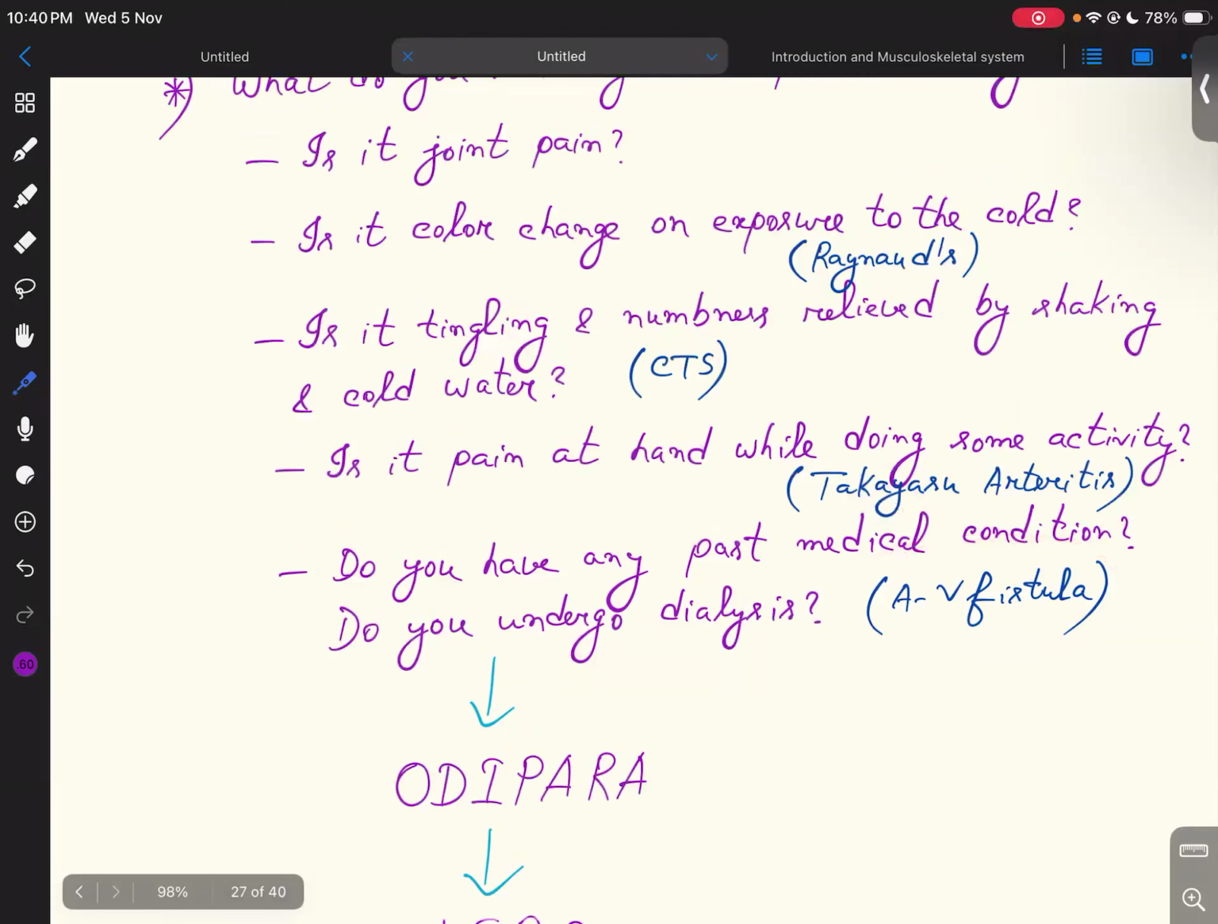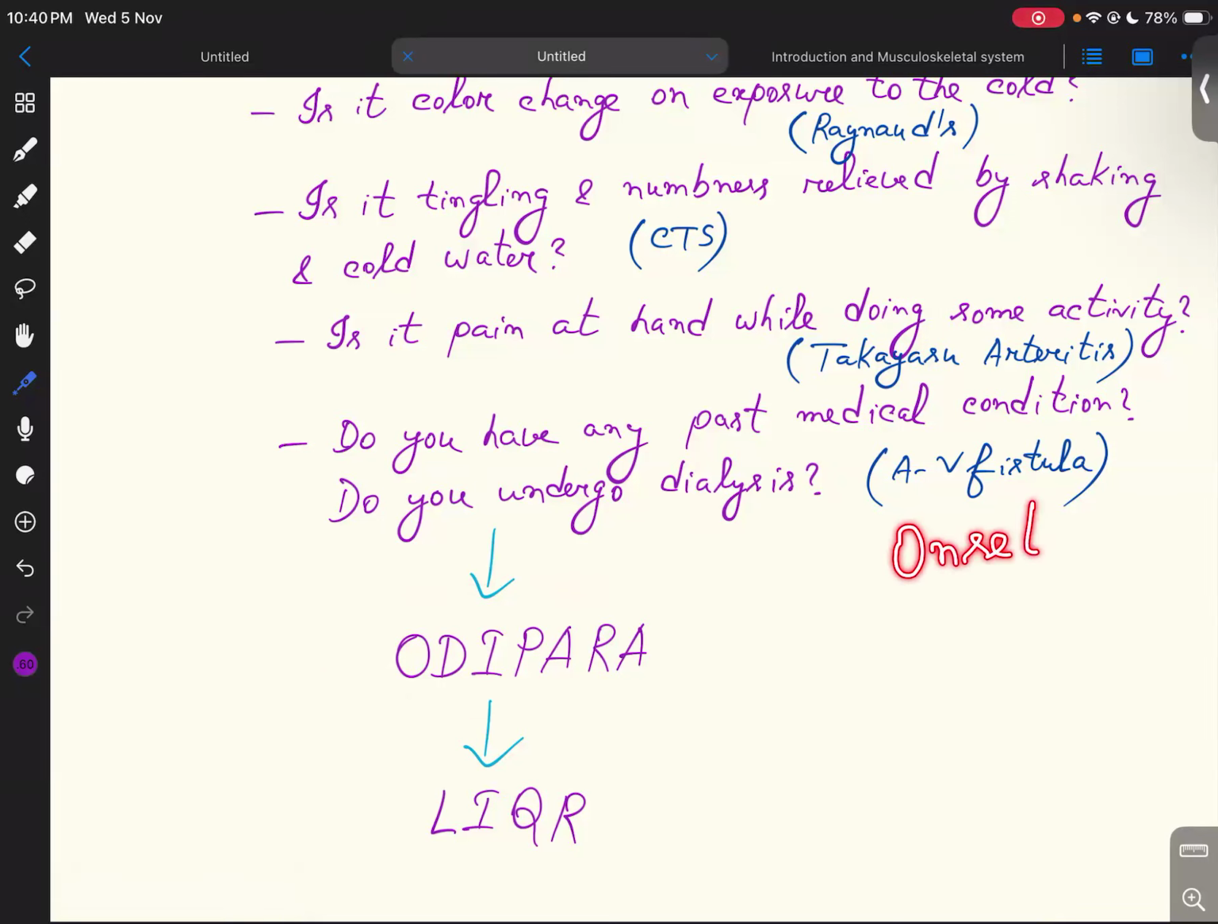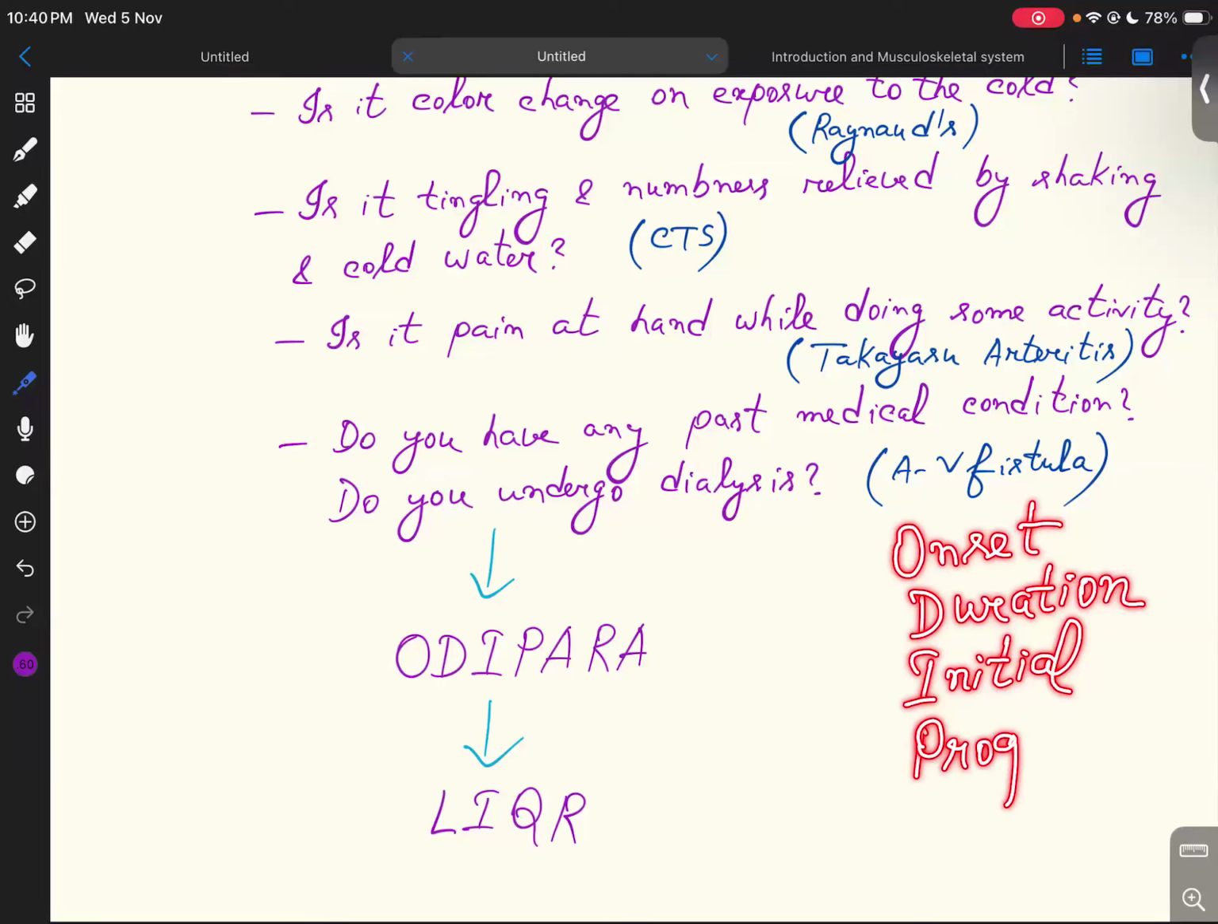After that, the next question will be analyzing the symptom using the mnemonic OD-para. That is onset. How did the symptom start? Did it start suddenly or gradually? Then for how long you are having this symptom? Then for I, is it the first time you are having this kind of problem? Then P goes for progression. Do you think your problem is gradually worsening day by day? Then A goes for aggravating factor, R goes for relieving factor. Have you noticed anything increase or decrease your symptom? So this goes for OD-para.